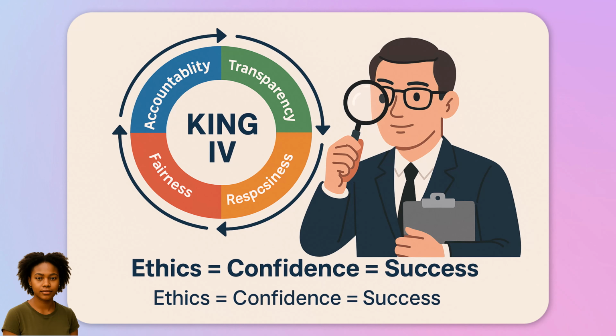Corporate governance means running a company responsibly and ethically. The King 4 principles are your guide: accountability, transparency, fairness, responsibility. The auditor's role: stay independent, verify facts, and build trust in the company's reports. Ethics protect both investors and the public, so always act with integrity.